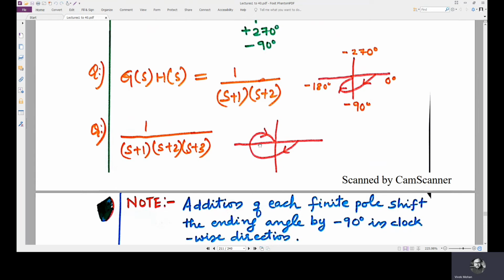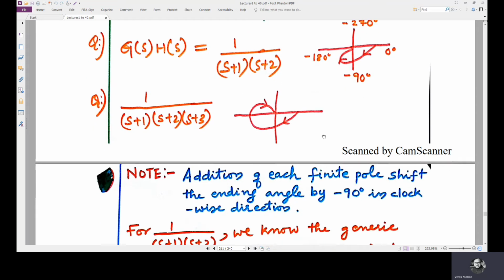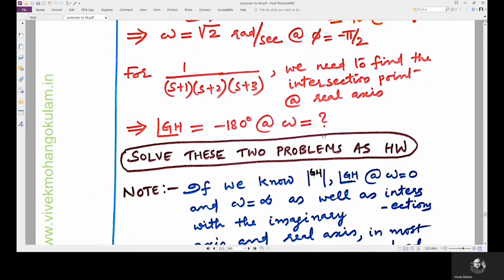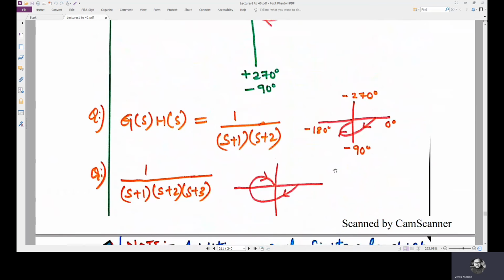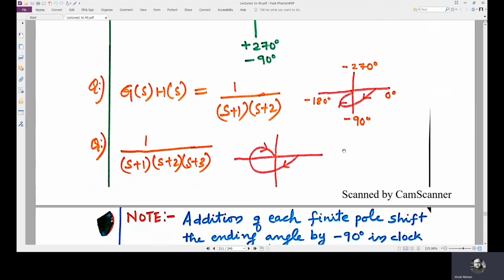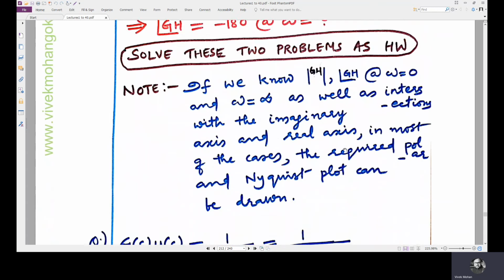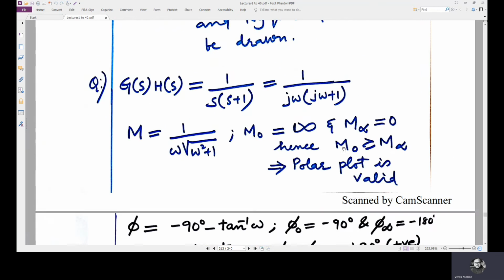Similar to this, in the next problem you have an intersection point on the minus 180 degree axis. So you apply phi equals minus 180 degree for angle of GH, find omega from there, apply that omega on the magnitude, right? Then you will get the intersection point here. Now, solve these two problems as homework. I mean, the point of intersection you find it as homework. Now we'll move on to the next problem.